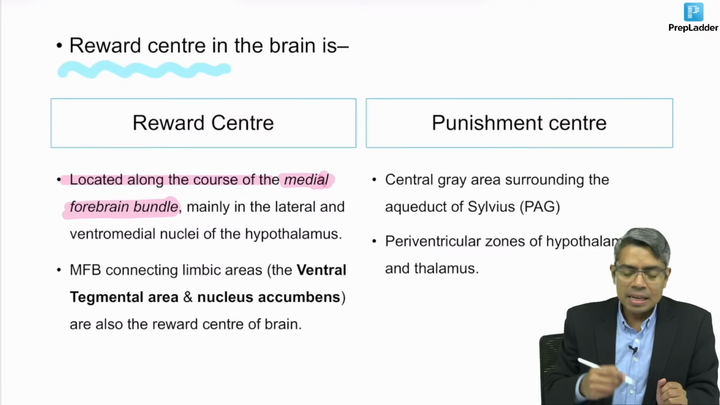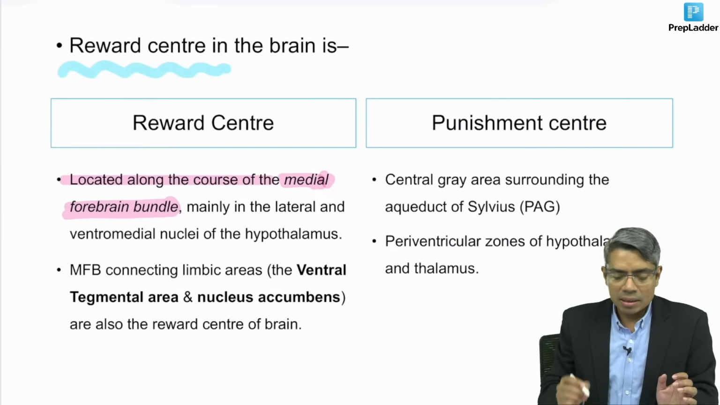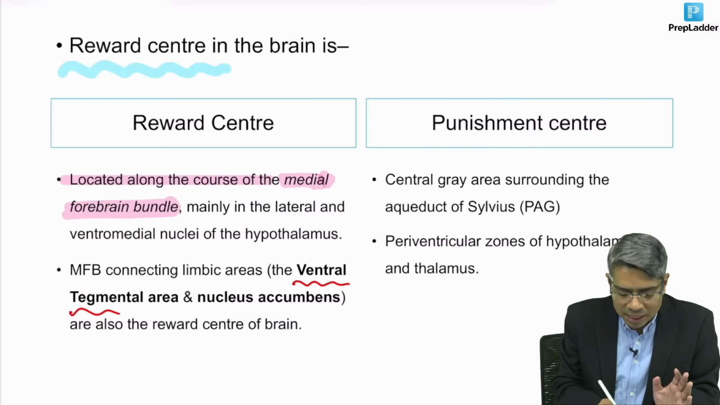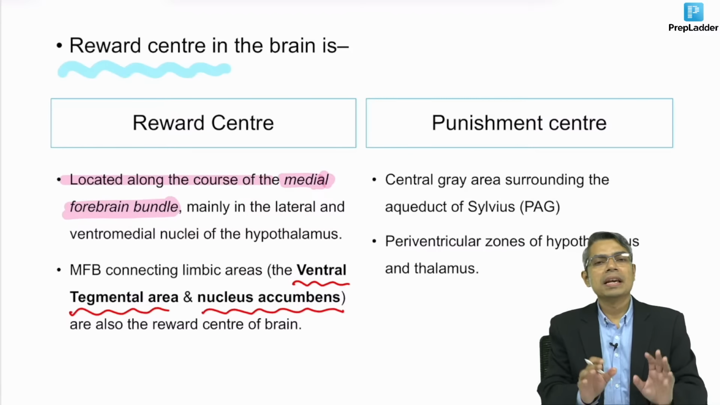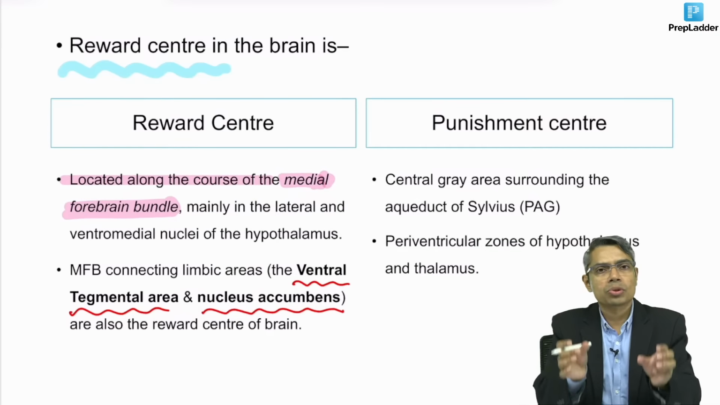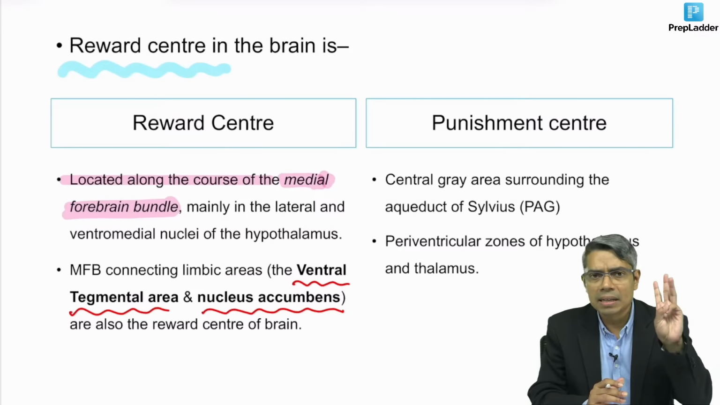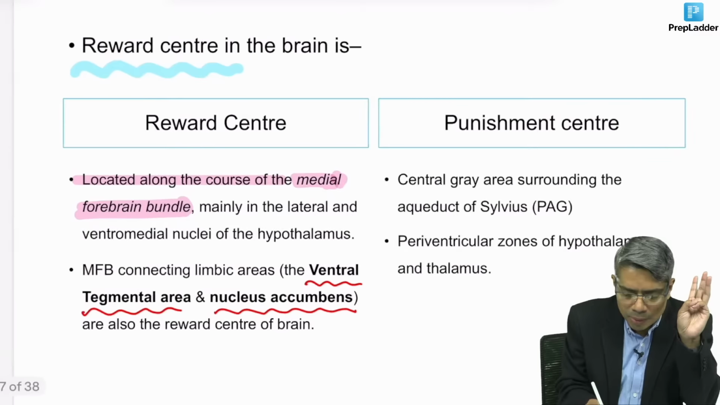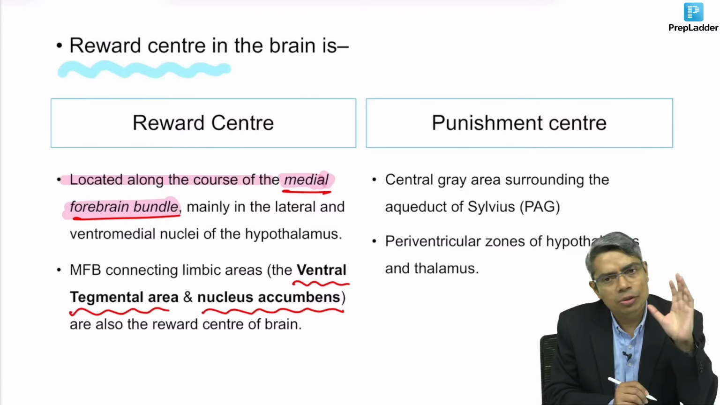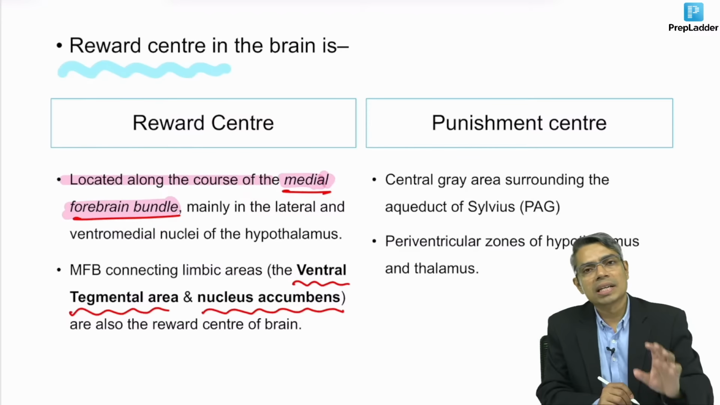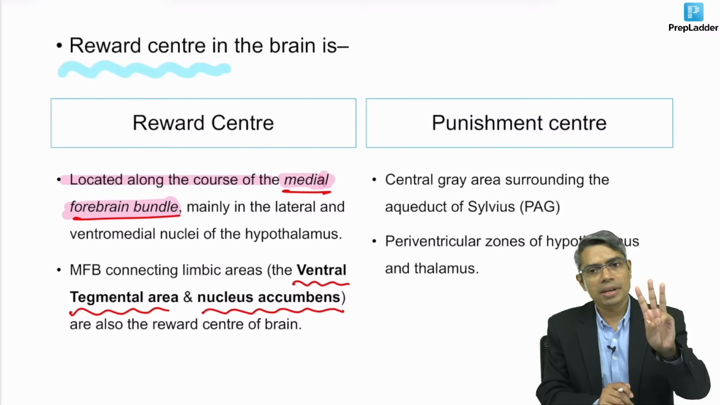But look here, near this medial forebrain bundle, the important areas which are located there and are part of the reward center of the brain are the ventral tegmental area and the nucleus accumbens. They are the main reward center located close to the medial forebrain bundle. Apart from that, other areas are also there, like the amygdala and hypothalamus, which are also part of the reward center, but at least three names you have to remember. The medial forebrain bundle can also be given as a separate option, so that is the answer. But if that is not given, then the ventral tegmental area and nucleus accumbens. At least remember these three things for your MCQ.